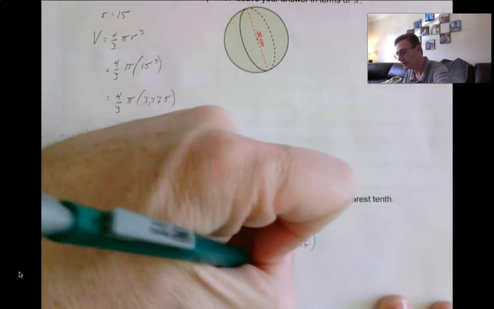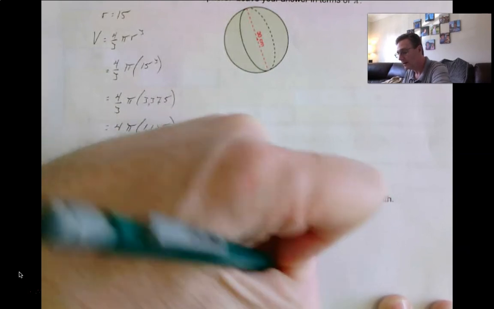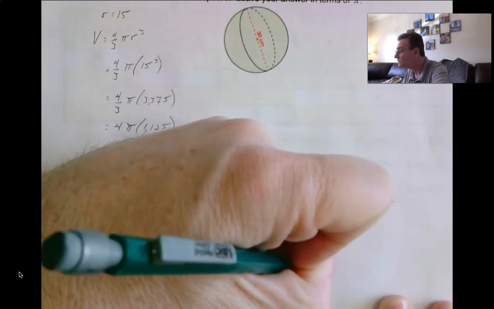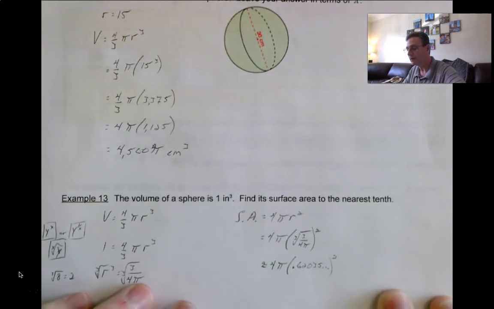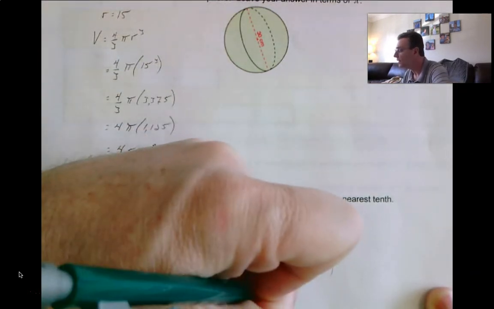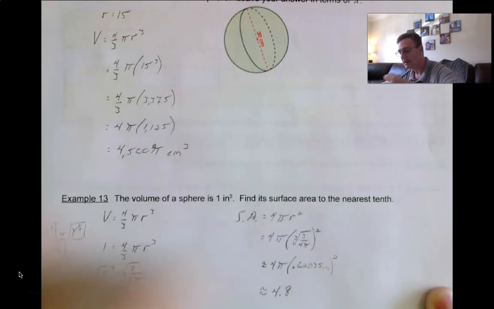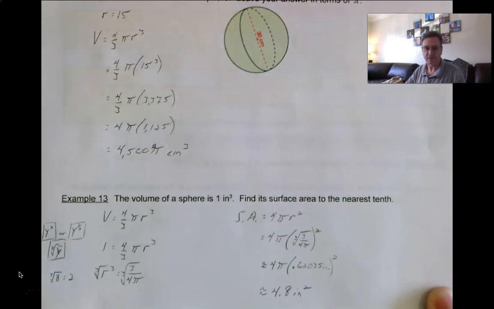So I'll write down the approximation. Approximately 4 pi times 0.62035, it just keeps going, squared. I have a squared key here. Square that. Times 4 times pi, and to the nearest tenth, I have approximately 4.8 inches squared. This is surface area, so it's inches squared.